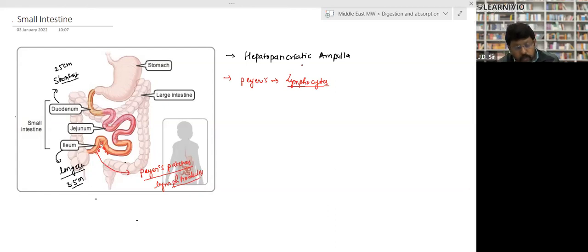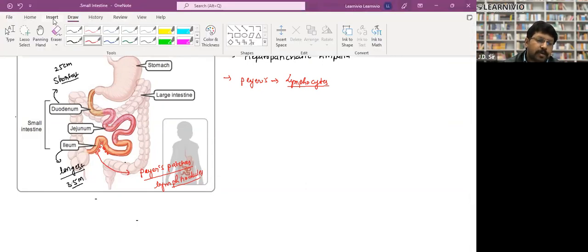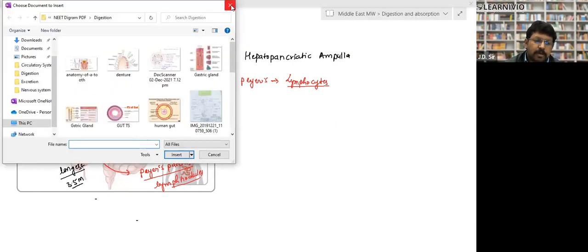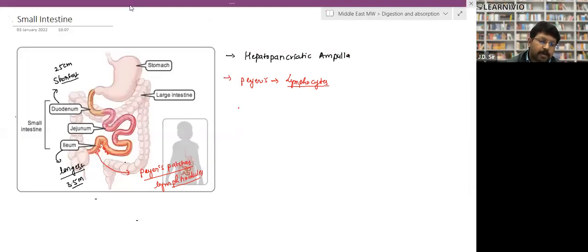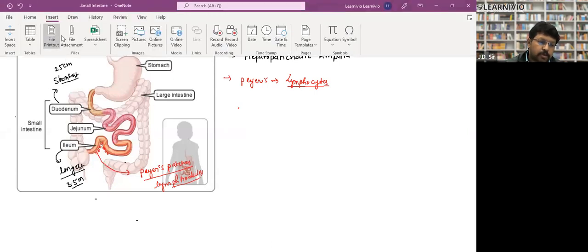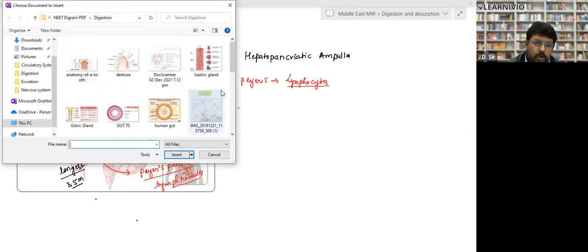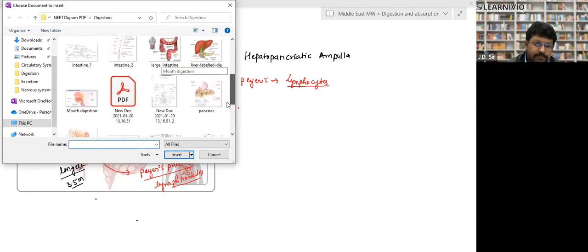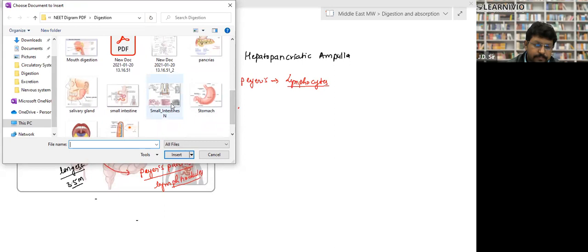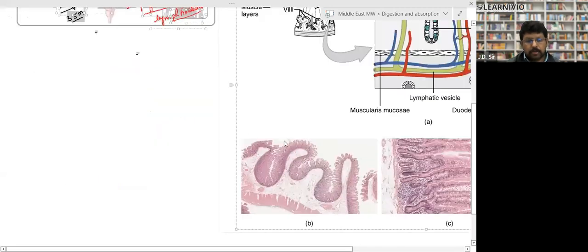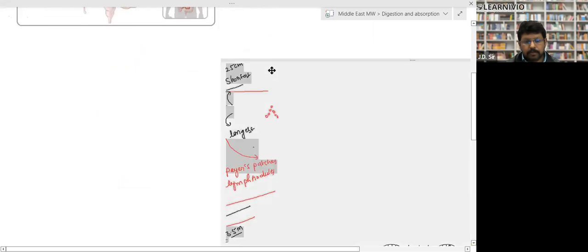Again, if we talk about the anatomy of the small intestine, it has certain finger-like projections, right? These finger-like projections are called villi. They are basically responsible for the absorption of substances, so absorption of the food material. Look, there are certain finger-like projections.